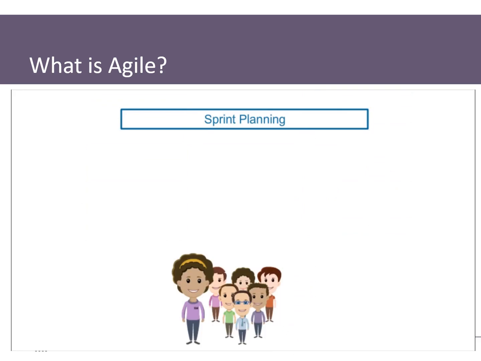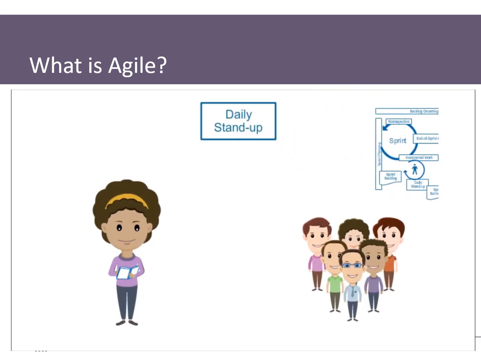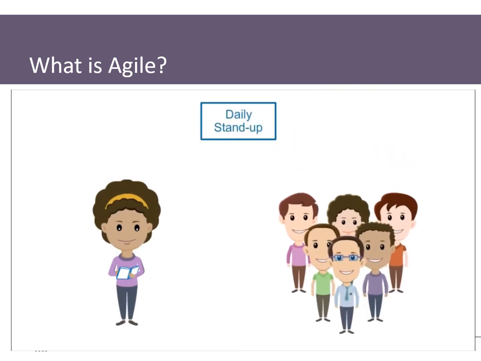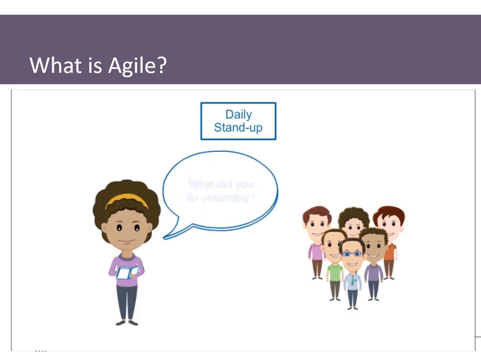Once the sprint backlog is complete, the Scrum team starts working on the user stories. Every day during the sprint, Tammy convenes the daily stand-up, a quick meeting where everyone answers 3 questions. What did you do yesterday? What will you do today? What obstacles are impeding your progress?